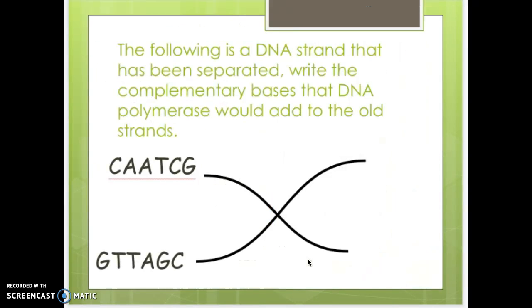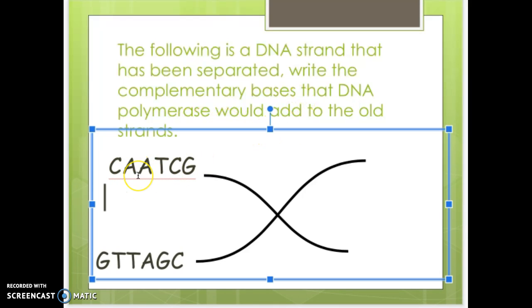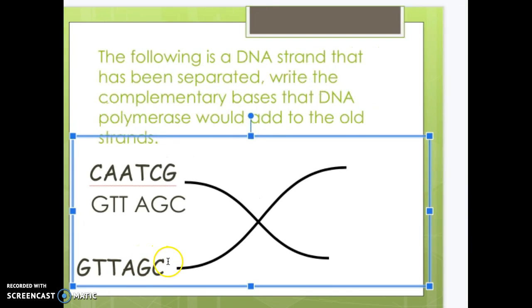And here, it's just a little bit of practice. The following is a DNA strand that has been separated. So I basically drew this showing that it's separated, and it's asking for you to write the complementary bases that DNA polymerase would add. So if this is one of the old strands, the new strand is going to be C is going to pair up with G, A is going to pair up with T, A is going to pair up with T, T is going to pair up with A, C with G, and then G with C. Okay. Now I want you guys to pause this podcast and try doing this one. For this one, find the complementary bases for this strand.